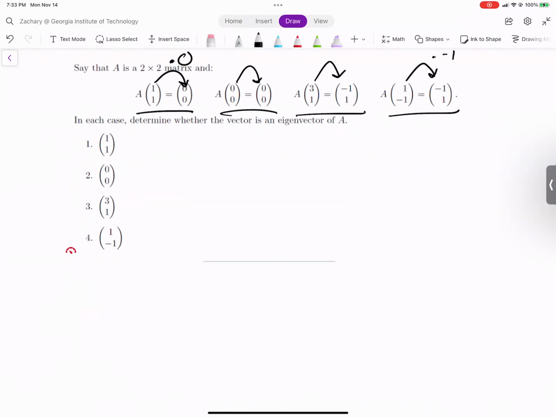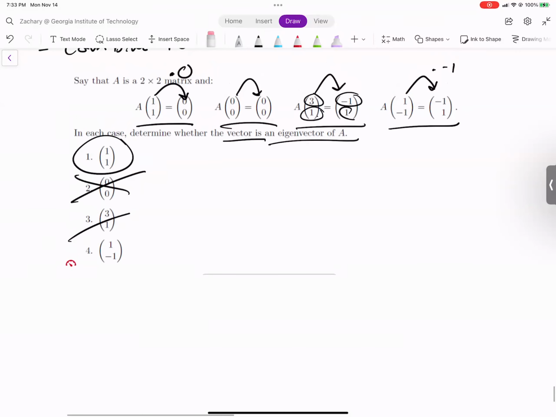Does A have a null space? Why? Because you have lambda equals 0, exactly. So determine which is an eigenvector of A, okay? Is 1, 1? Yes, because you can multiply it by a number and get there. Is the 0 vector ever an eigenvector? No. Is this one an eigenvector? No, because there's no number we can multiply 3 by to get -1 and 1 by to get 1. And the last one, is this an eigenvector? Yes, because you can multiply it by -1 and get a multiple of itself, okay? Questions on this one?